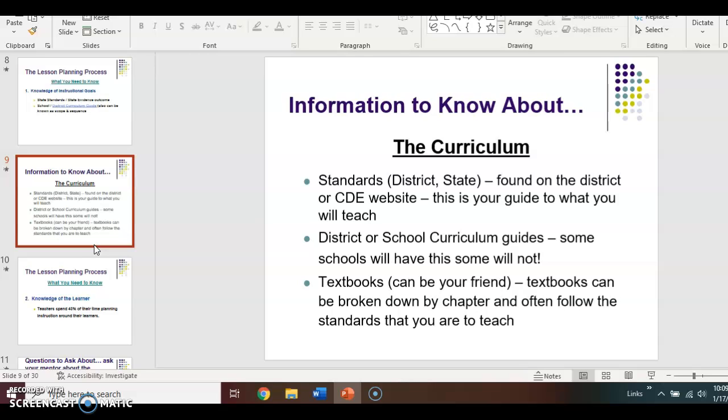Now, every class, every teacher has a curriculum that he or she follows. It is based upon the standards, either the district or the state standards, sometimes national standards. This can be found on the district or CDE website. These links, the CDE website link is in our week 2 folder. The district or curriculum or school may have a curriculum guide, and then if there is a textbook, it can also be your friend because it's often broken down by chapter, which follows the standards.